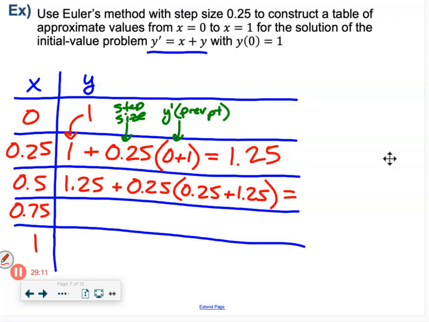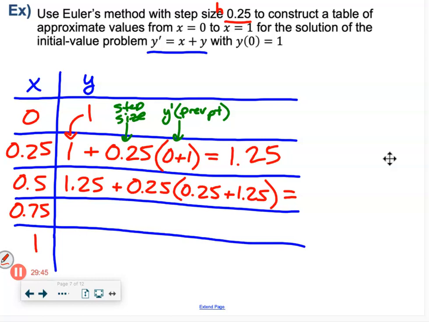Wait, so is y prime just the step size? No, your step size is this. That's called h. Y prime is your differential equation, right? Let's walk through it again. So previous y plus the step size times y prime, where what do you plug into it? Your previous x and y. You plug them into y prime.